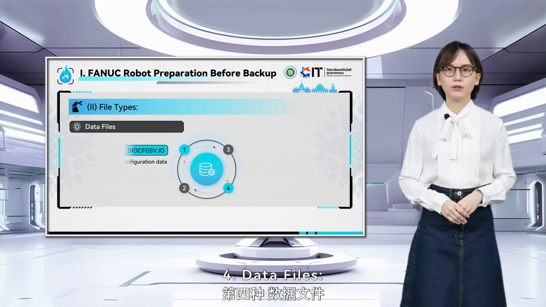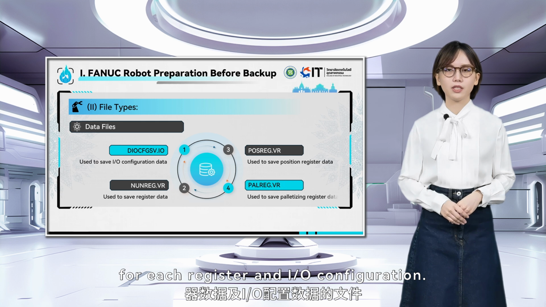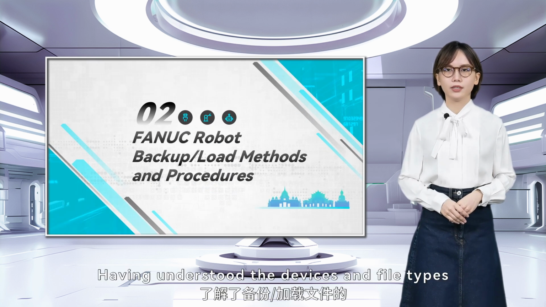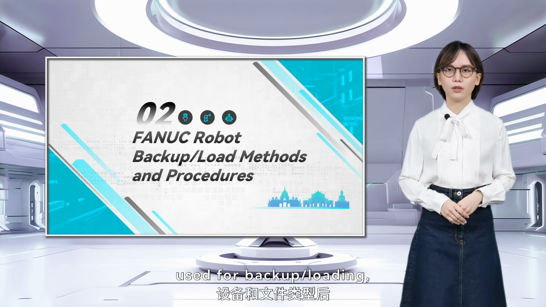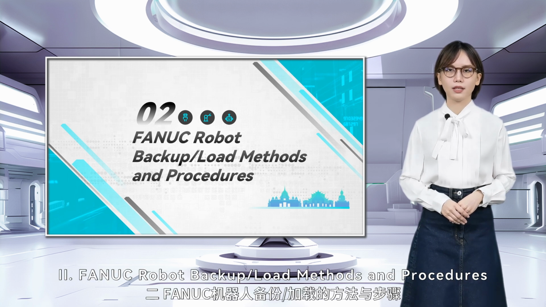4. Data files. Data files store the data for each register and I/O configuration. There are several types of data files. Having understood the devices and file types used for backup or loading, let's now learn about the methods for backing up and loading and the specific operational steps. 2. Static robot backup or load methods and procedures.